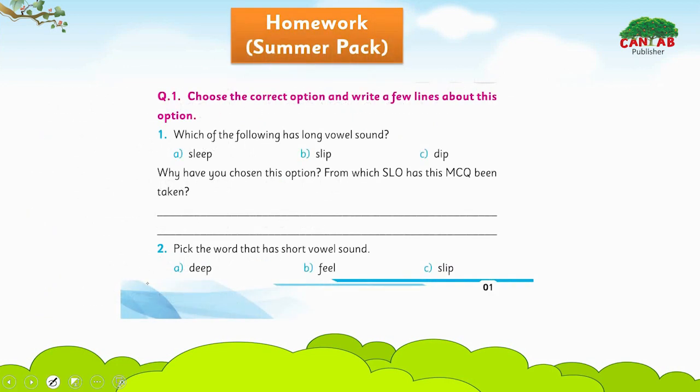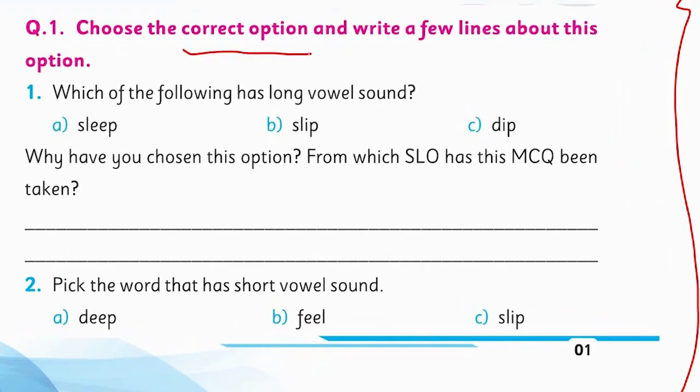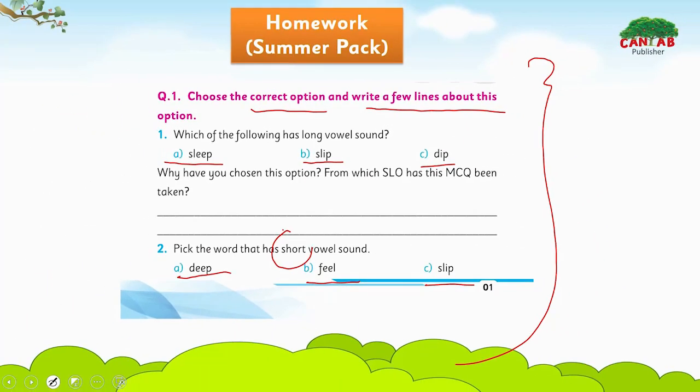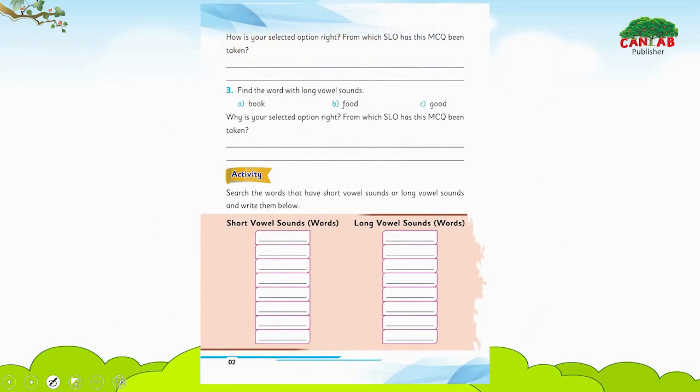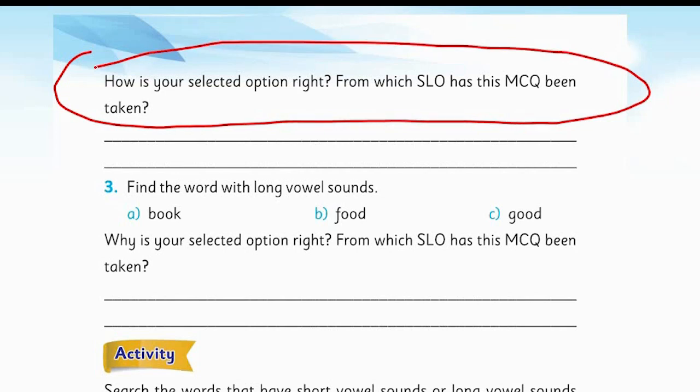The next homework is from the Summer Pack. You have to choose the correct option and write a few lines about it. Which of the following has a long vowel sound? Sleep, slip, dip. Again, deep, feel, slip. Here you have to choose the shorter vowel sound. You also have to write down how you selected your option.